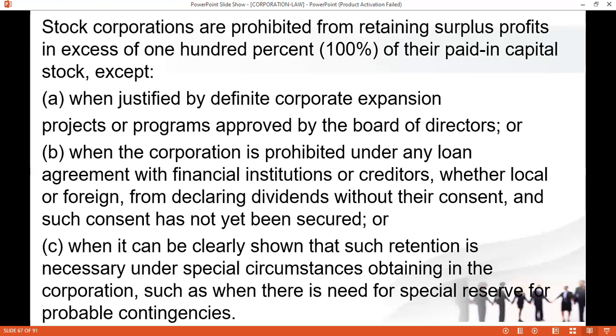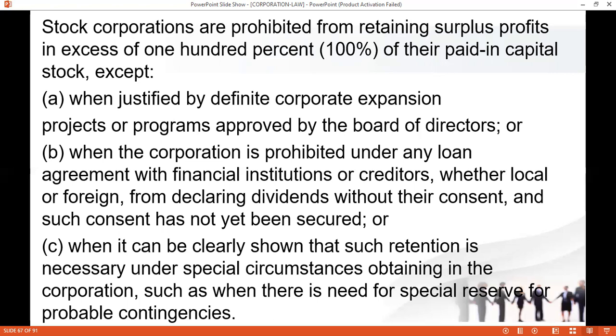When the corporation is prohibited under any loan agreement with financial institutions or creditors, whether local or foreign, from declaring dividends without their consent, and such consent has not been secured. So, kunyari, yung corporation meron siyang utang, and then nasa loan agreement ng corporation na bawal sila mag-declare ng dividend kung walang consent ng bank or financial institution or creditor. So, in that case, the corporation is justified to retain surplus profits.